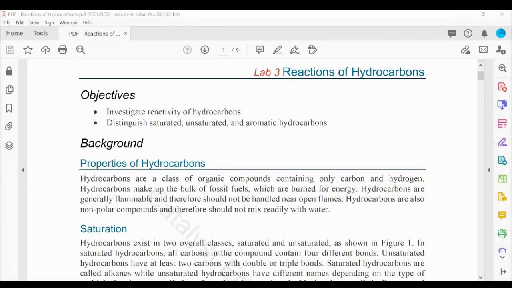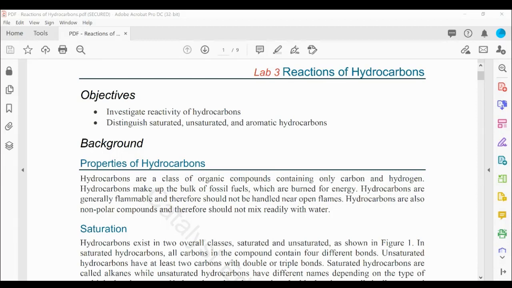Welcome to the Labflow workshop and to experiment number 9 in Labflow. Today we will investigate the reactions of hydrocarbons. We are starting to study organic chemistry.